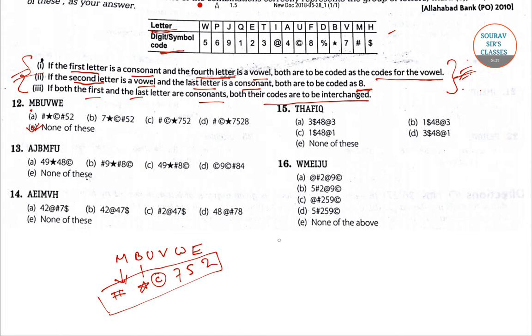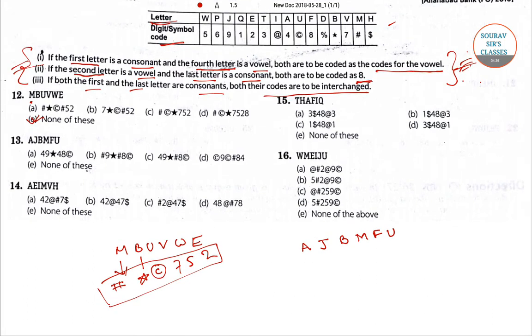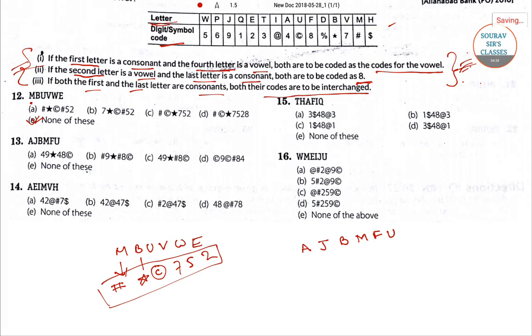Next is A, J, B, M, F, U. Again here none of the conditions are applied, so the coding would be done as A is 4, J is 9, B is star, M is hash, F is 8, and U is C. So the correct answer is our option number C.